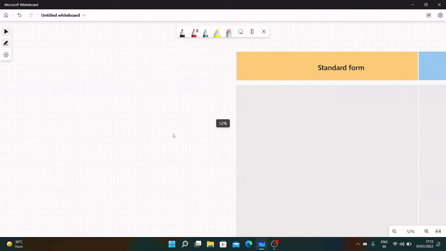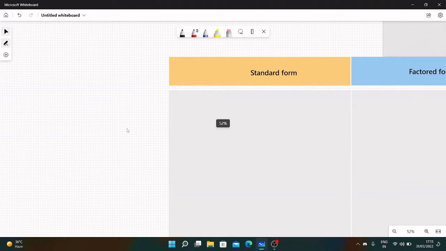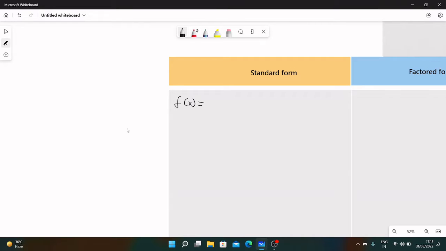We will start with the standard form. A standard form is written like this: f of x equals ax squared plus bx plus c. When a quadratic function is in the standard form, we can easily identify if the parabola is concave up or concave down by just looking at the sign of the value a. If a is positive, then the parabola is going to be concave up, and if the value of a is negative, the parabola is going to be concave down.